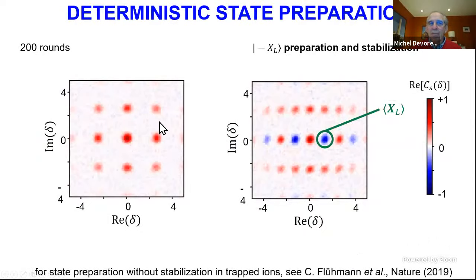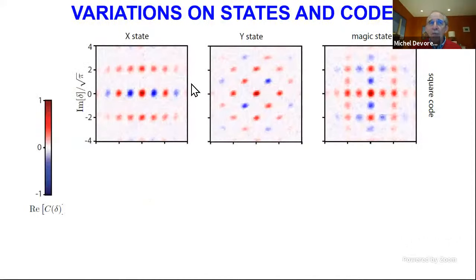So this is the prepared manifold, the stabilized manifold. And by doing a measurement here on this point, you see, for instance, we find a negative value, which means that we have actually prepared a minus X logical. And we can repeat the same operation and create X states, Y states, and even, by teleportation from the ancilla qubit, we can create even the magic state. And this is all done in this original square code that I presented.